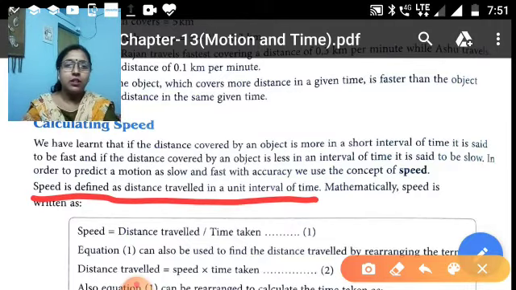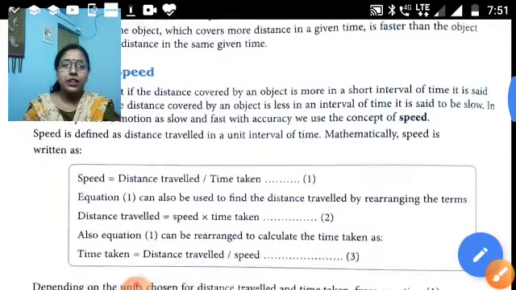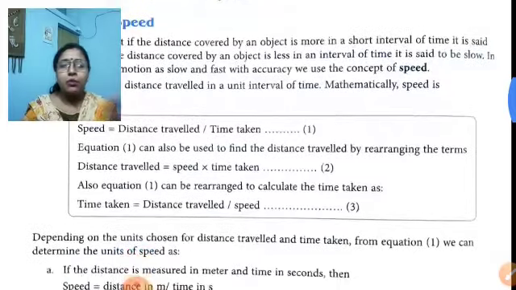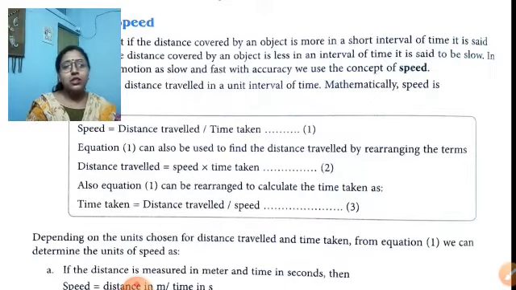Underline this line. Speed is written as distance traveled divided by time taken. Also, if we have to find the distance traveled, we write speed into time taken. And if we have to calculate the time taken, then we crisscross, so time taken is equal to distance traveled divided by speed. In this way we calculate the speed, the distance as well as the time taken.